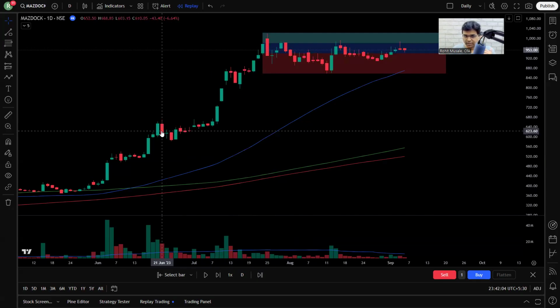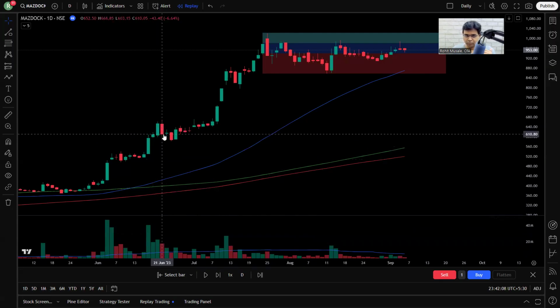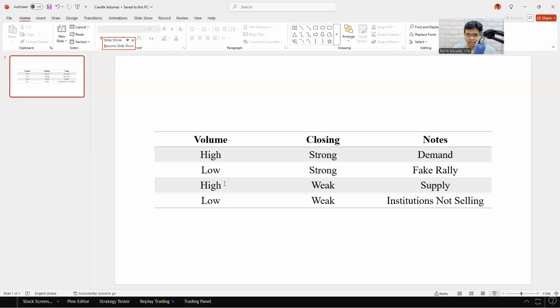Have a look at this candle. Look at the volume above average, right? Look at the closing. Red candle closes near the low. This is high volume, weak closing. That is the day when probably some institutions have offloaded their shares in the market. That is high volume, weak closing. So that is supply coming in. Big supply coming in from the institutions.